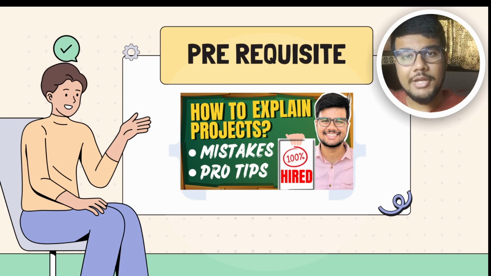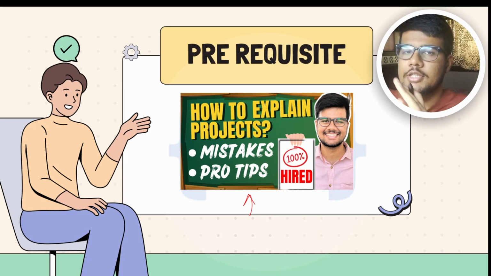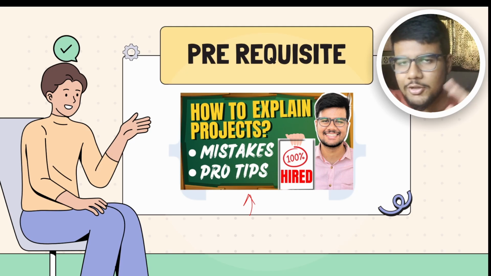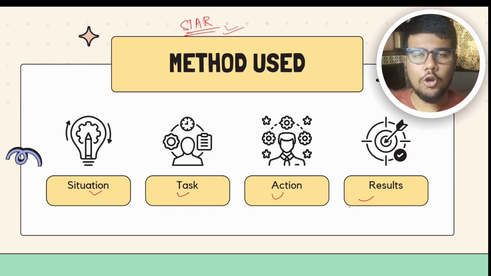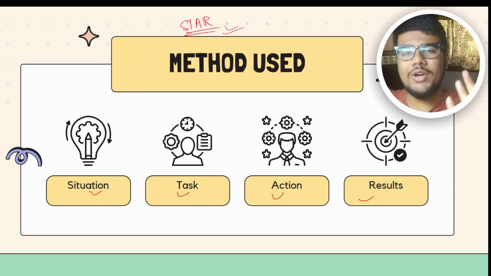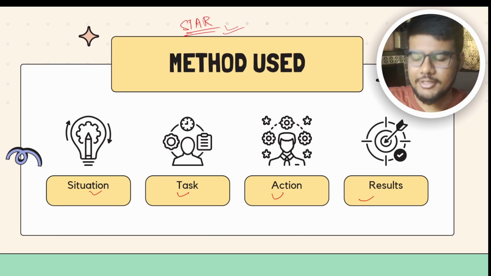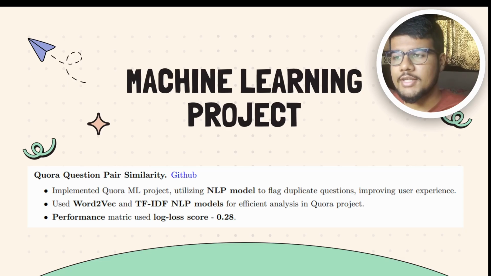Now, the prerequisite for this is you need to see this video, because in this I have specifically talked about the keywords, the methods, and every step that you need to follow. So please watch this, then hop to this video. You will get everything into your mind. So we'll use the STAR method here: situation, task, action, result. This is a particular format or flow you need to follow when you are explaining your project or your internship experience.